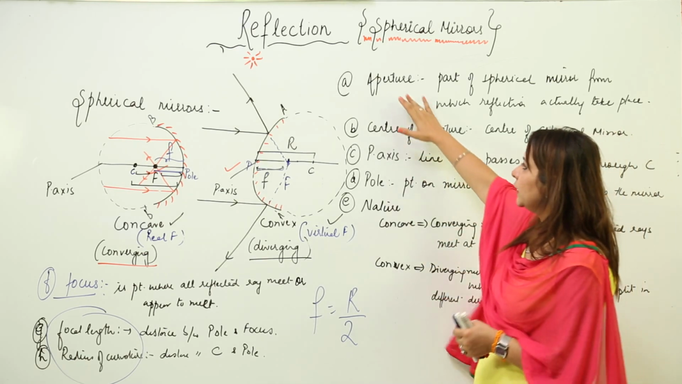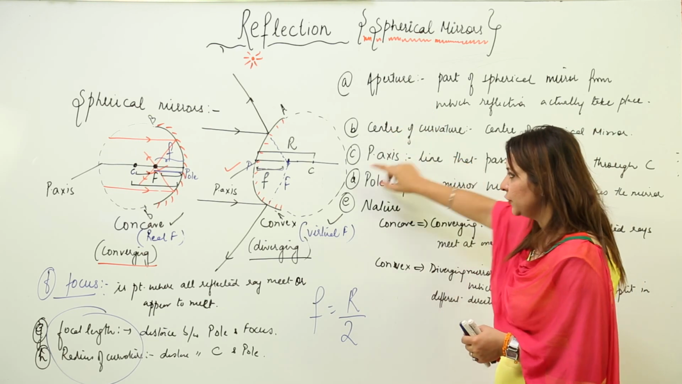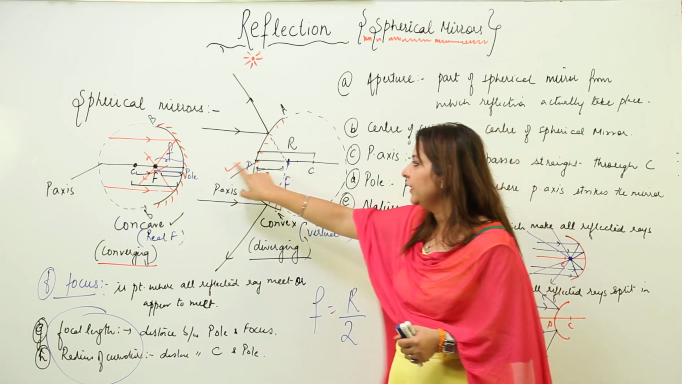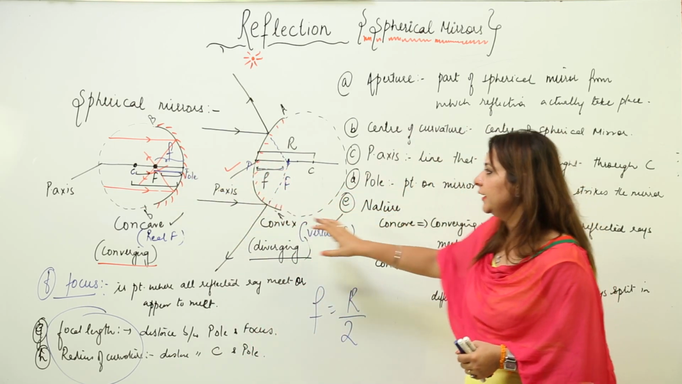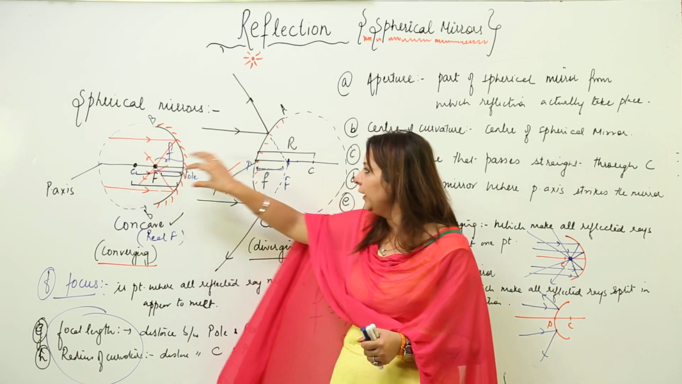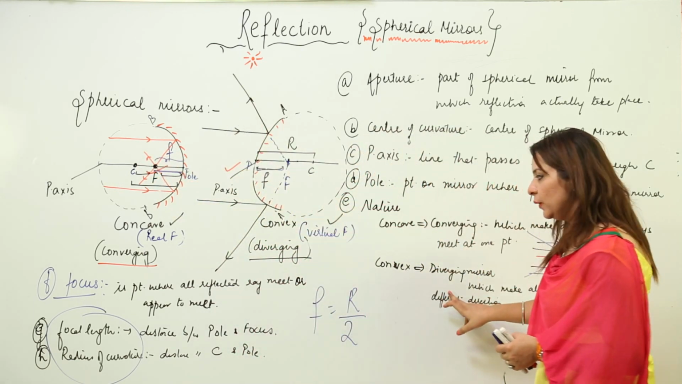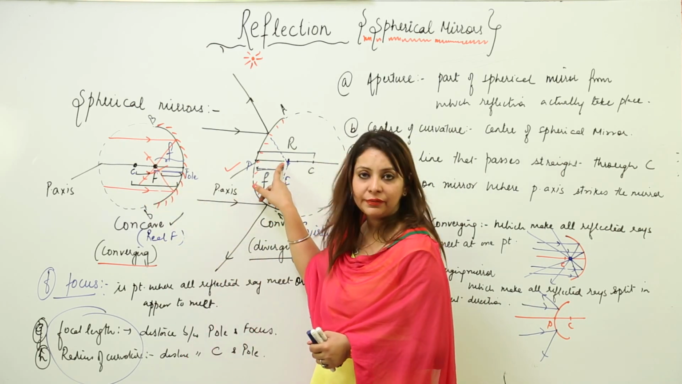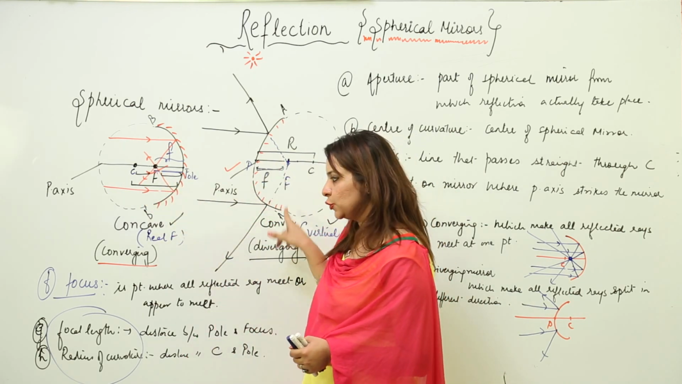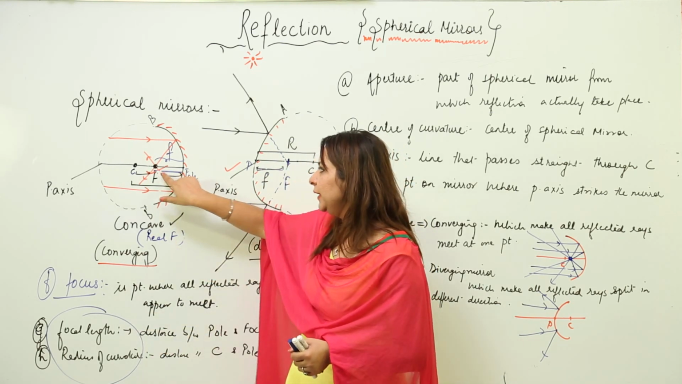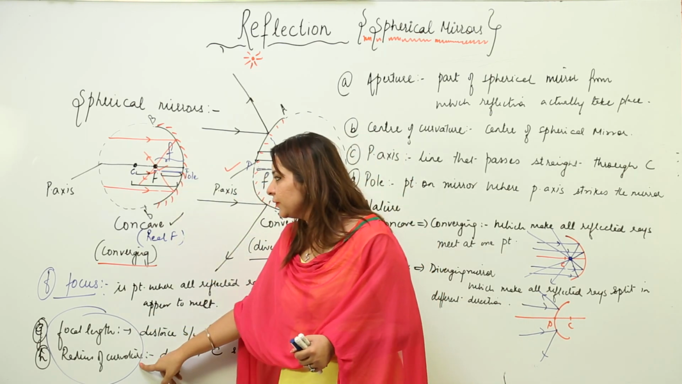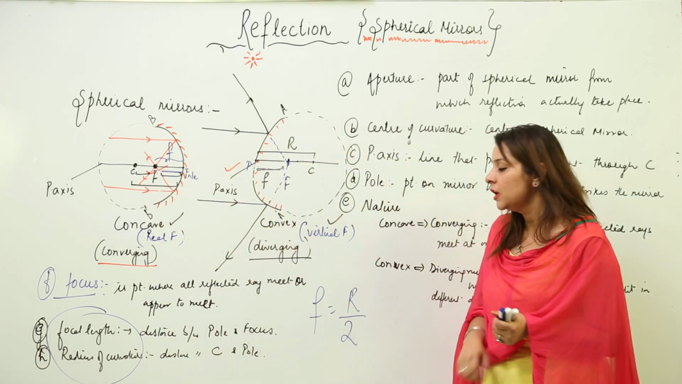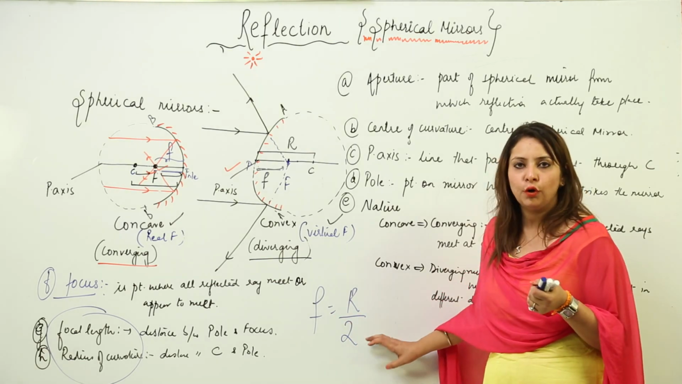I think you got it, what an aperture is, what the center of curvature is, this point, what the principal axis is, the line coming straight, the pole, the point where it is striking, and nature: concave makes all the rays meet at one point, convex just splits them, so it is converging and diverging. And focus, the point where the reflected rays actually meet or appear to meet. So real focus, virtual focus, focal length, the distance between P and F, radius of curvature, the distance between P and C, and the relation between focal length and radius: focal length is always half of the radius.